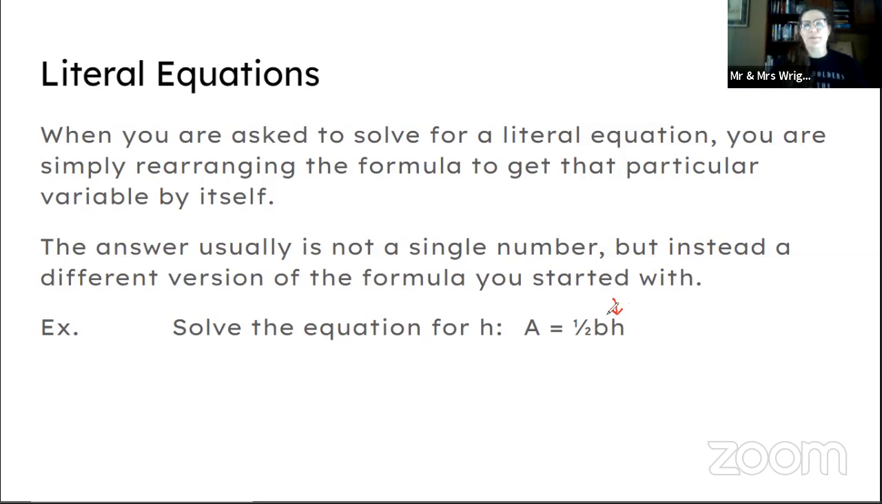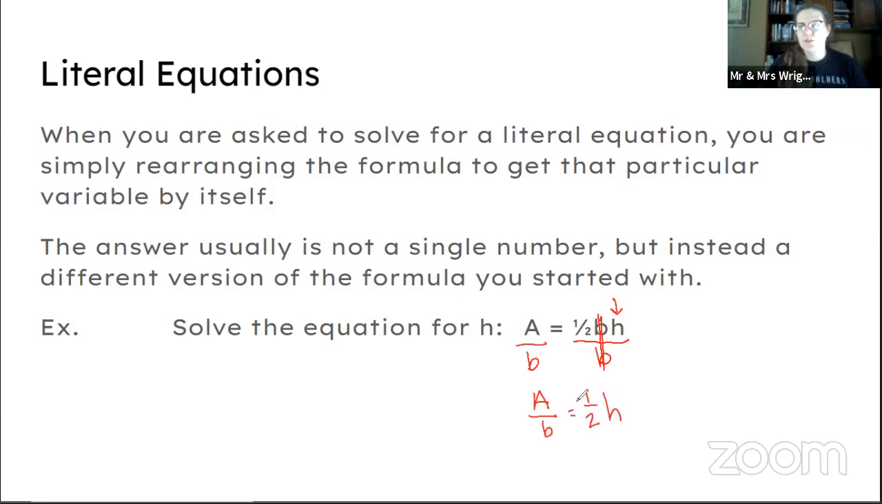Well, what's happening to H right now? Well, the first thing I see is that it's being multiplied by B. So in order to undo this multiplication of B into H, we have to divide by B. But remember, we have to do it to both sides. So when I do that, this is going to cancel out. So I'm going to be left with A over B equals 1/2 H.